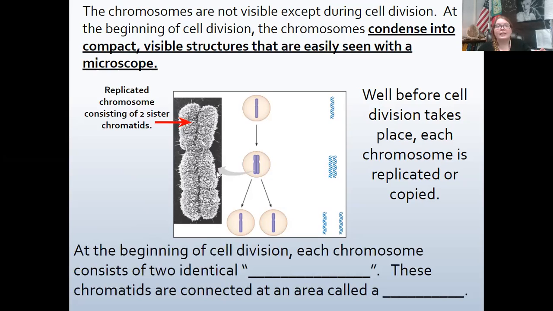So this is a replicated set of chromosomes. There are 2 sister chromatids, each side is a chromatid. And then this little part in the middle where they are united is called the centromere. So this is actually a double set of chromosomes here. It's ready for division.